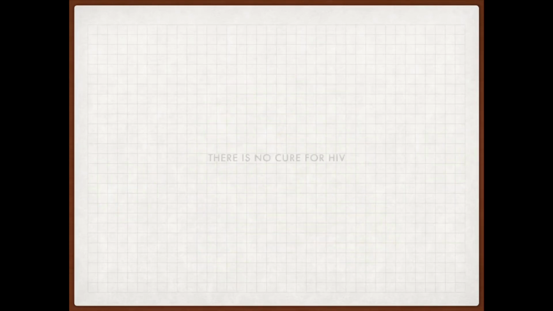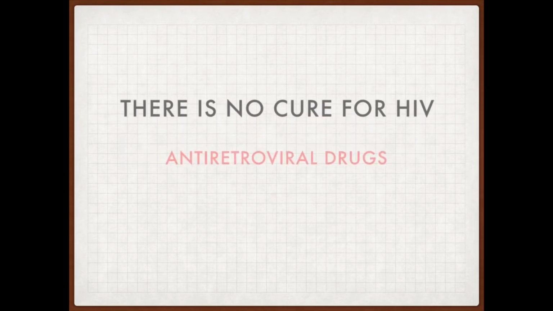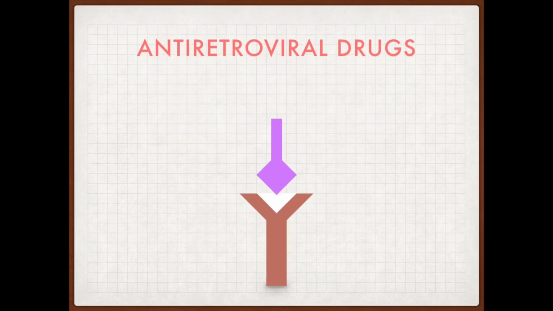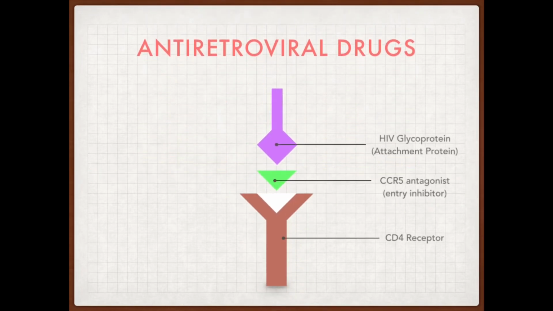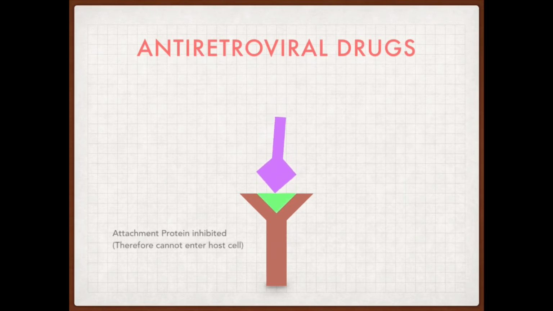Unfortunately, there is no cure for HIV. The best thing we can do, however, is use HIV treatment drugs, which we can call antiretroviral drugs. Some of these drugs can be inhibitors to the enzymes. This can be in areas such as the initial attachment of the spike protein on HIV's envelope. As you can see, the attachment protein is inhibited, and therefore the virus cannot enter the host cell.